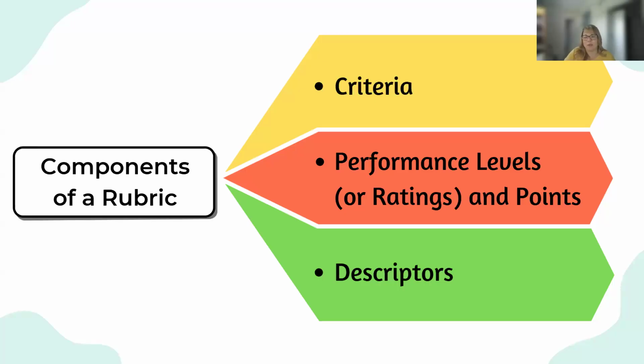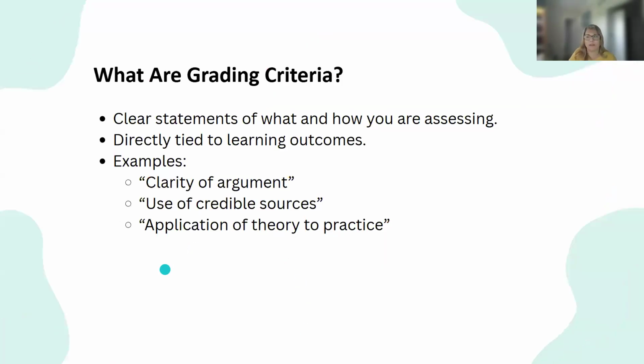And then lastly, probably the most difficult part, I would say, in writing a rubric, especially an analytic rubric, are the descriptors. These provide descriptions or expectations for each level of performance or criterion. So moving on, what are grading criteria? Grading criteria are the building blocks of a rubric. They define what exactly you are grading in that assignment or assessment.